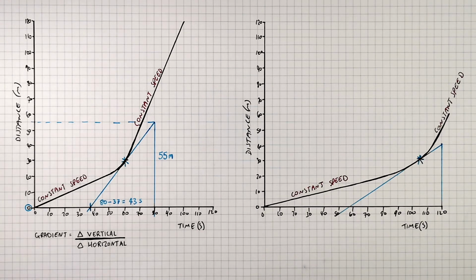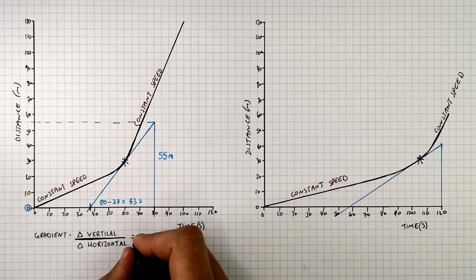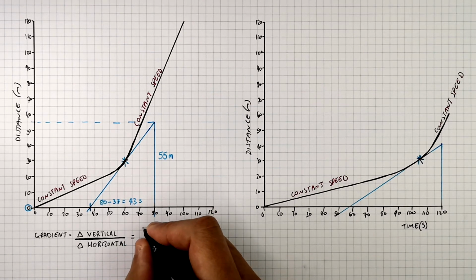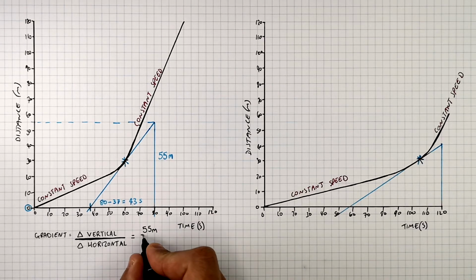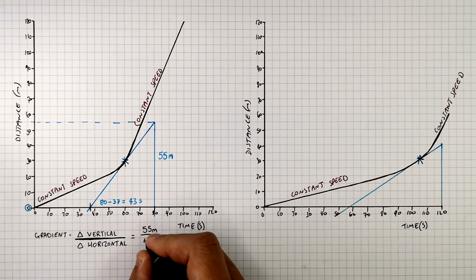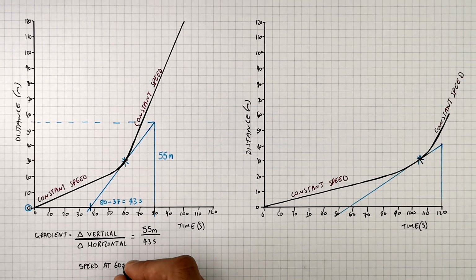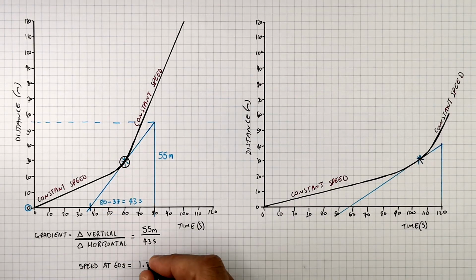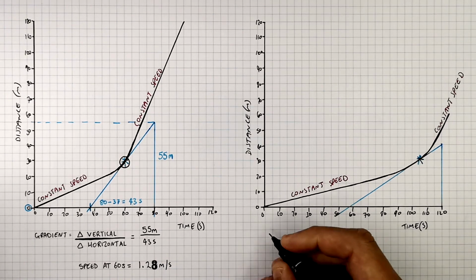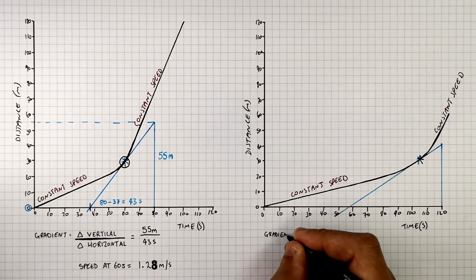So to work out the speed during the acceleration, it's going to be the change in vertical, which is 55 meters, divided by the change in horizontal, which is 43 seconds. That gives you a speed at 60 seconds of 1.27 meters per second.